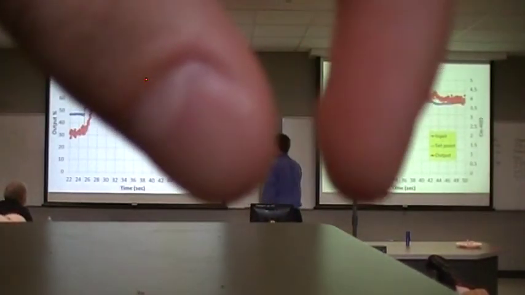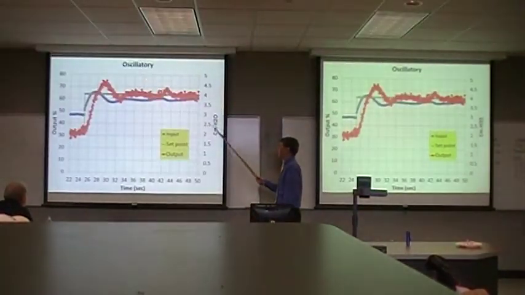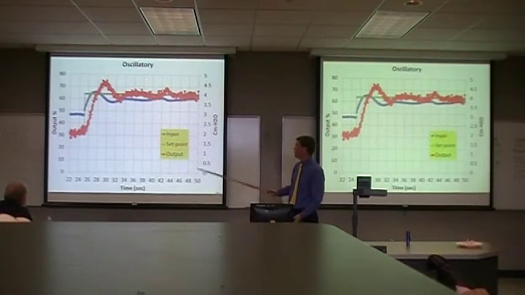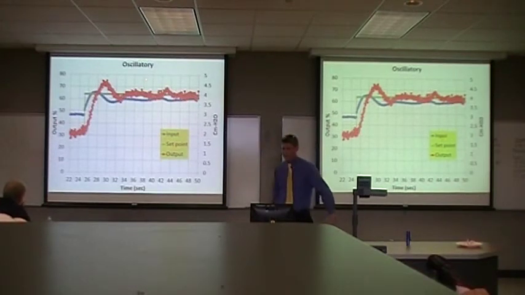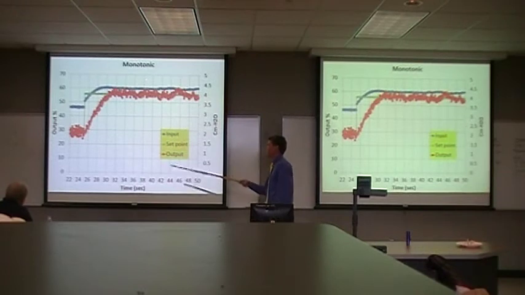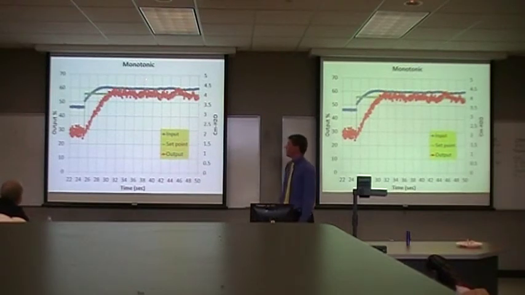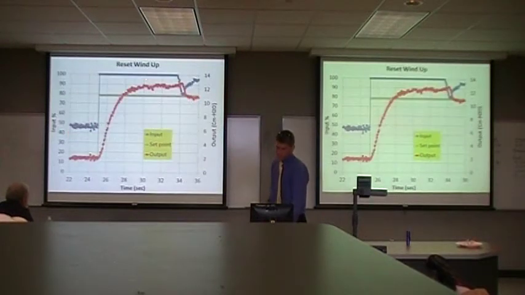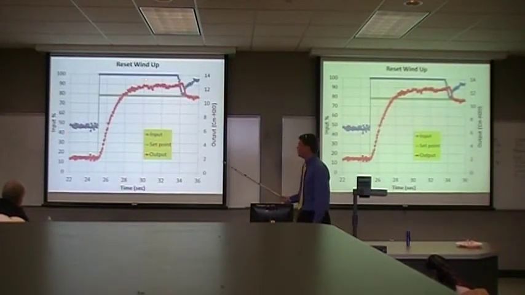If it's oscillatory, it'll start out as almost sine wave-like, and then sometimes it has decay and sometimes it doesn't. Monotonic is essentially a constant line that eventually ends up being a straight line across the set point. For the PI controller, this is an example of reset wind up.